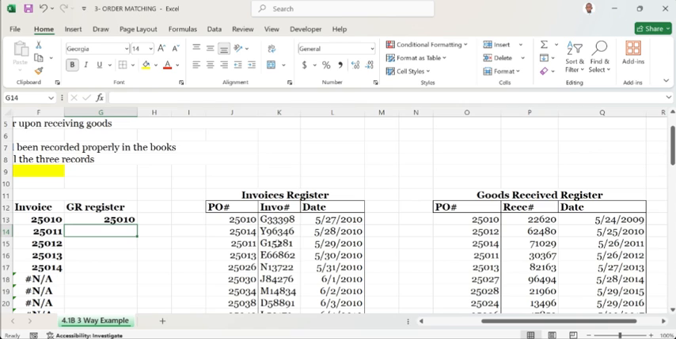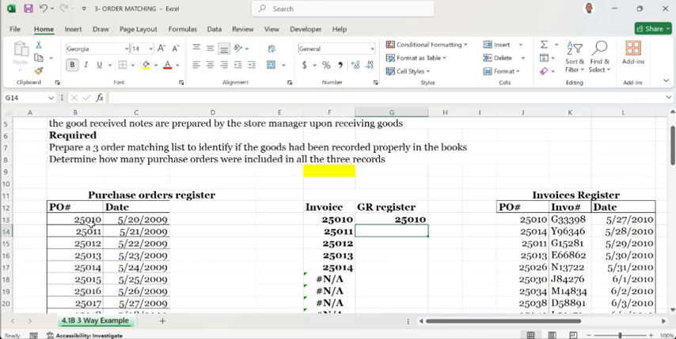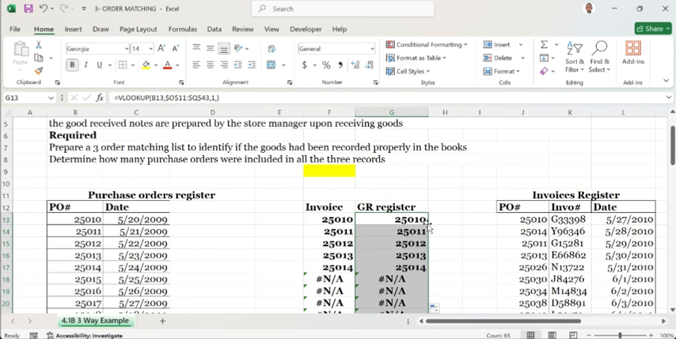Okay, 25015 is not there, even if you look here we don't have it. But let's look for 25050. 25050 should be here. It is there. Okay, so meaning these purchase orders were issued but they were not invoiced.